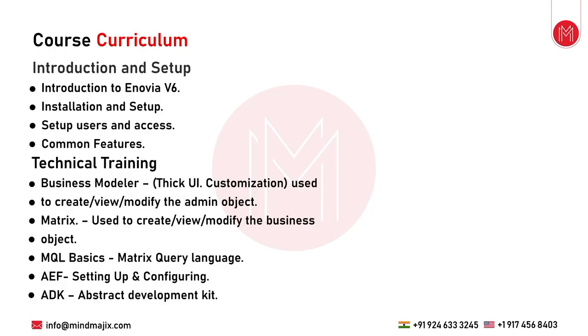Next we'll cover the matrix, which is used to create, view and modify the business object. MQL is something like SQL for Oracle or MySQL. It's a query language tool for the matrix database. Next topics are AF setting and configuration. There are a few settings for each component, and those settings we'll cover in this. We can say it's customization settings.